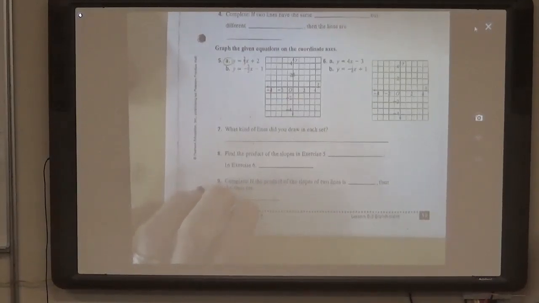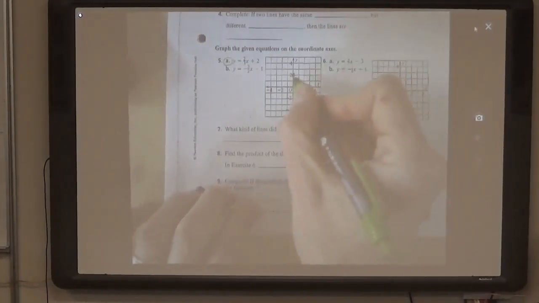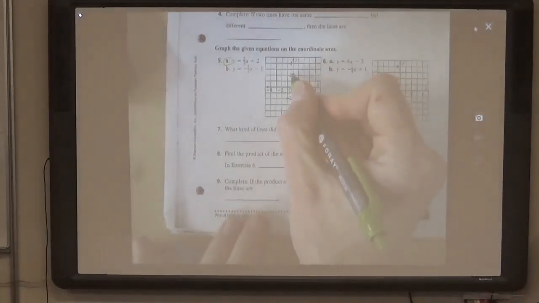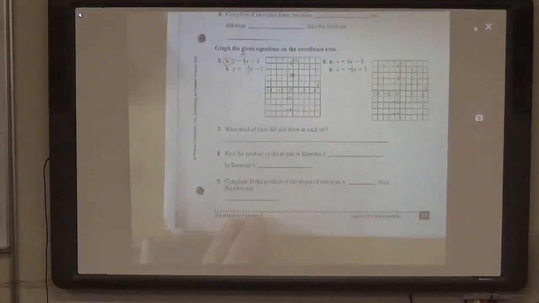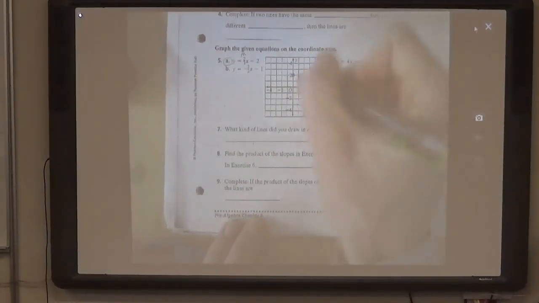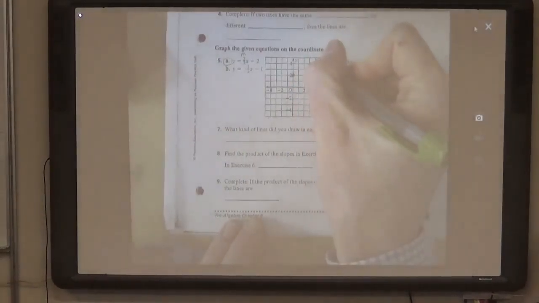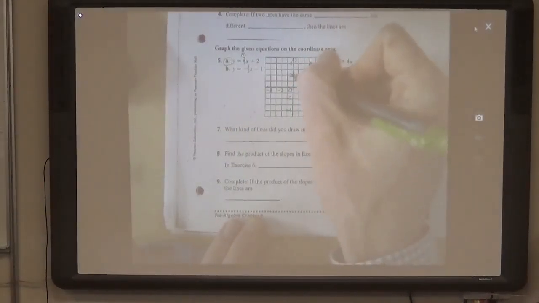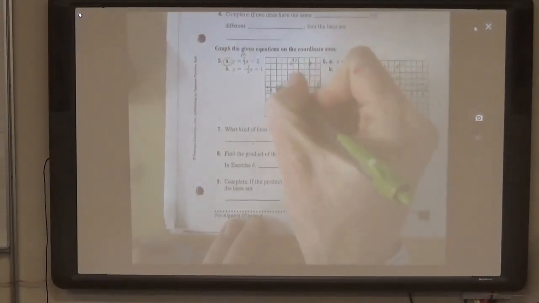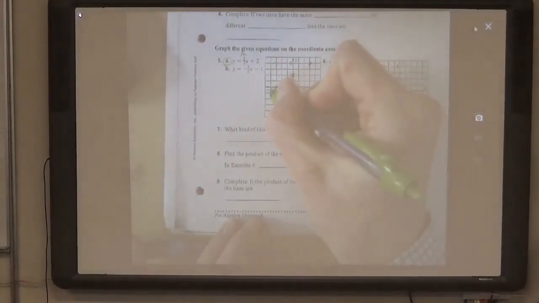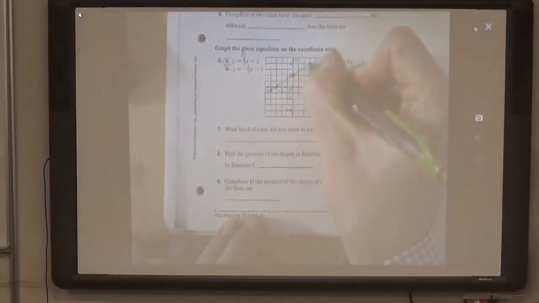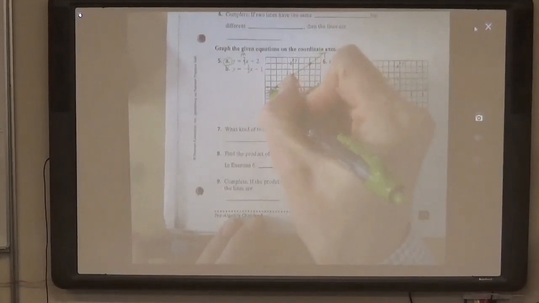Two-thirds. So how do you mark 2/3? Down two and over. Wait, is it positive or negative? Up 2 and right 3. Or we can go down 2 and left 3. Right? And draw that line.